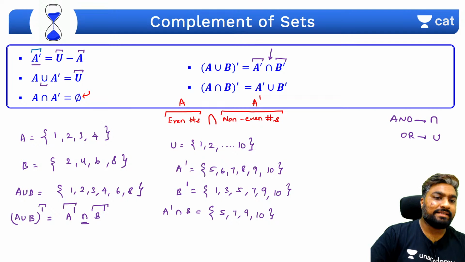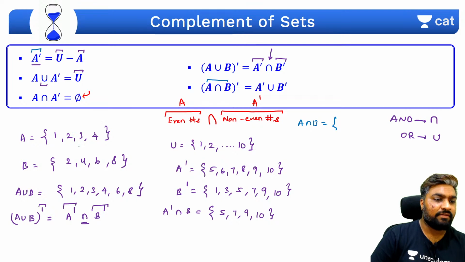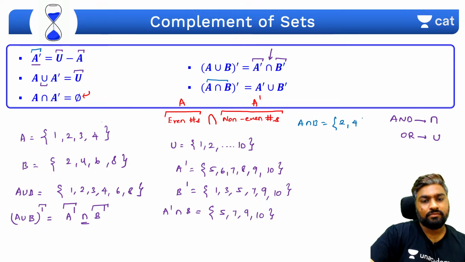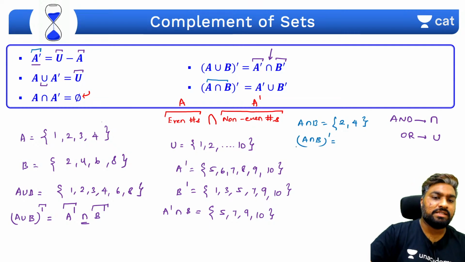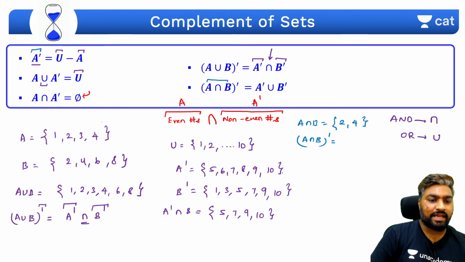Done. Now what's the next thing? A intersection B dash. A intersection B dash. What does it mean? All the terms that belong both in A and B, complement of that. Yes, so A intersection B is what? Common to A and B, we have 2 and 4, correct? So A intersection B dash will contain all the terms except for 2 and 4. Yes, so A dash, that means these terms 5, 6, 7, 8, 9, 10. Yes, B dash 1, 3, 5, 7, 9, 10.